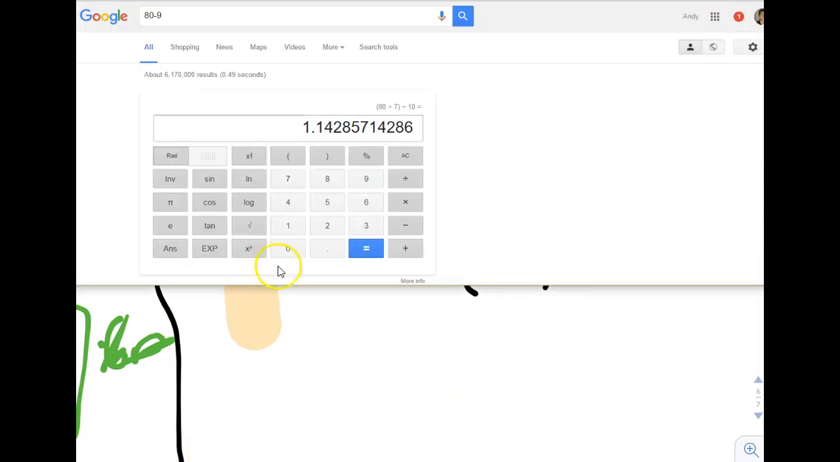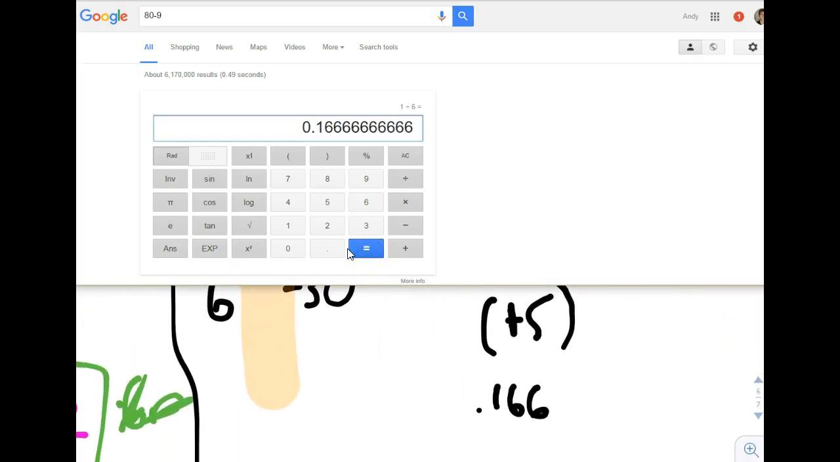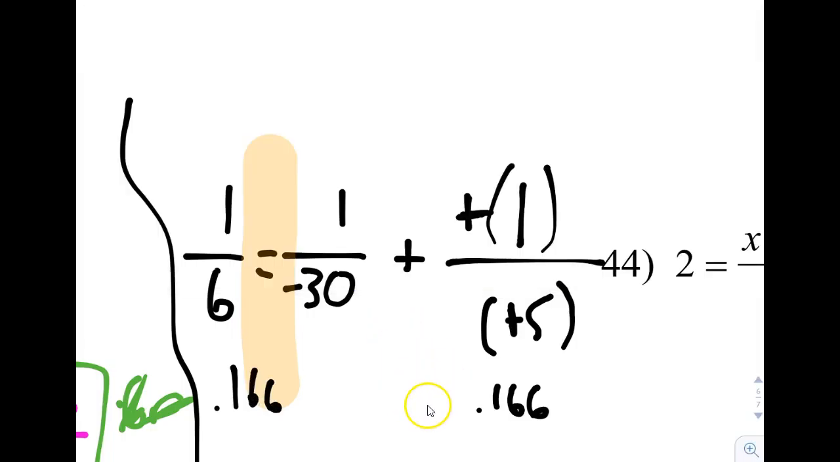Let's go over to trusty Google. Clear this out. -1/30 plus 1/5 equals 0.16666. And over on the other side we have 1/6. 1 divided by 6. So over here 1/6, again 0.166. They are the same. Woo, we did it right.